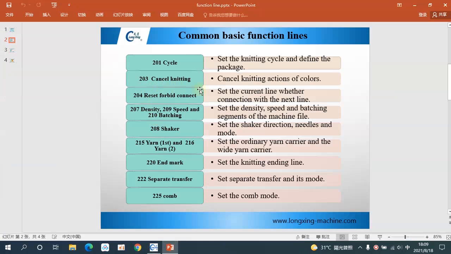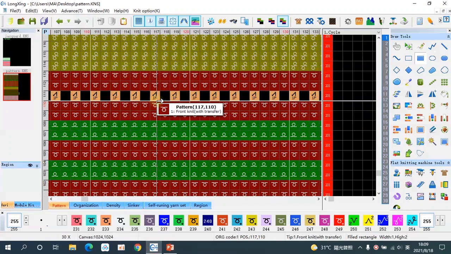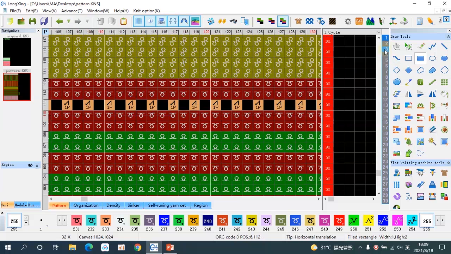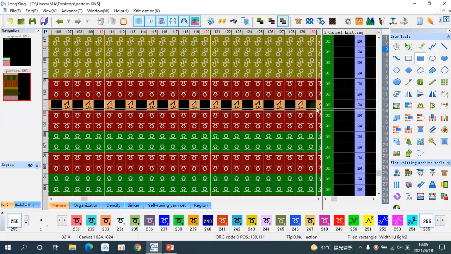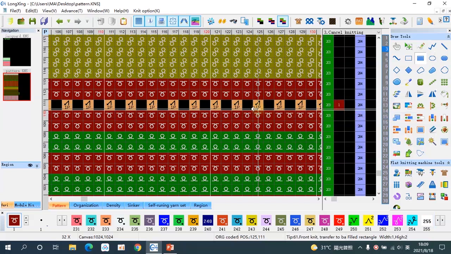203 Cancel knitting. Cancel knitting actions of colors. Generally, knitting of shifting and whole knitting colors should be cancelled. Like in this pattern, sometimes only transfer and shifting actions are required. Knitting actions are not required, then it's necessary to cancel knitting. So in function 203, in this line, right-click. Now we can set knitting cancellation. Then this line will cancel knitting, it only transfers and racks.